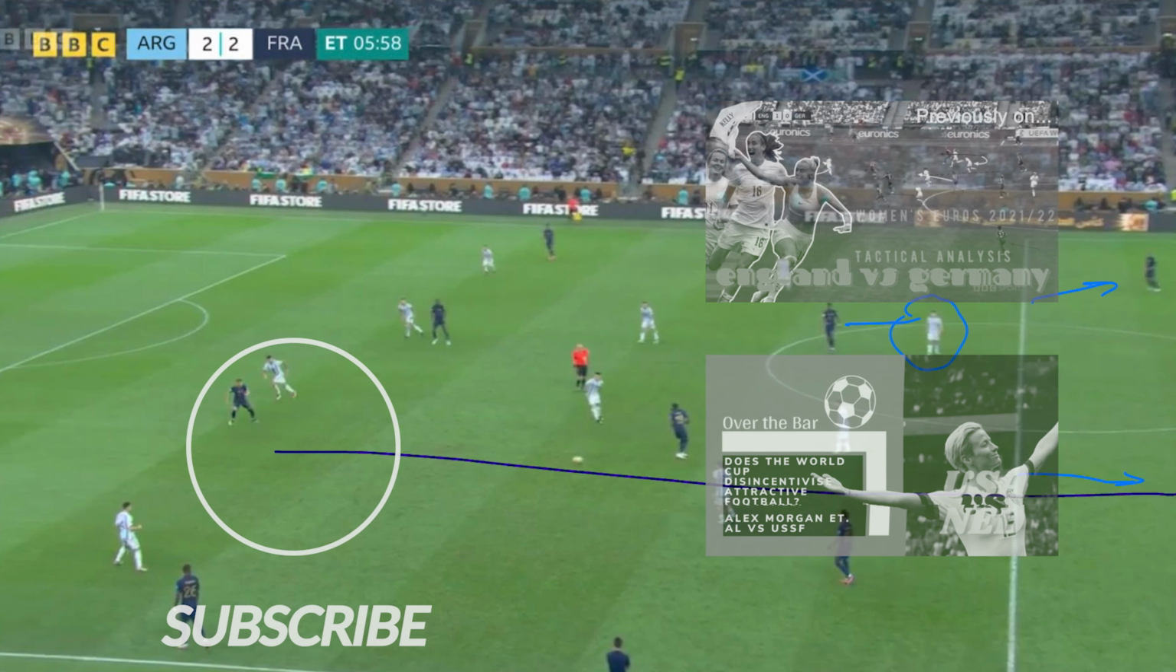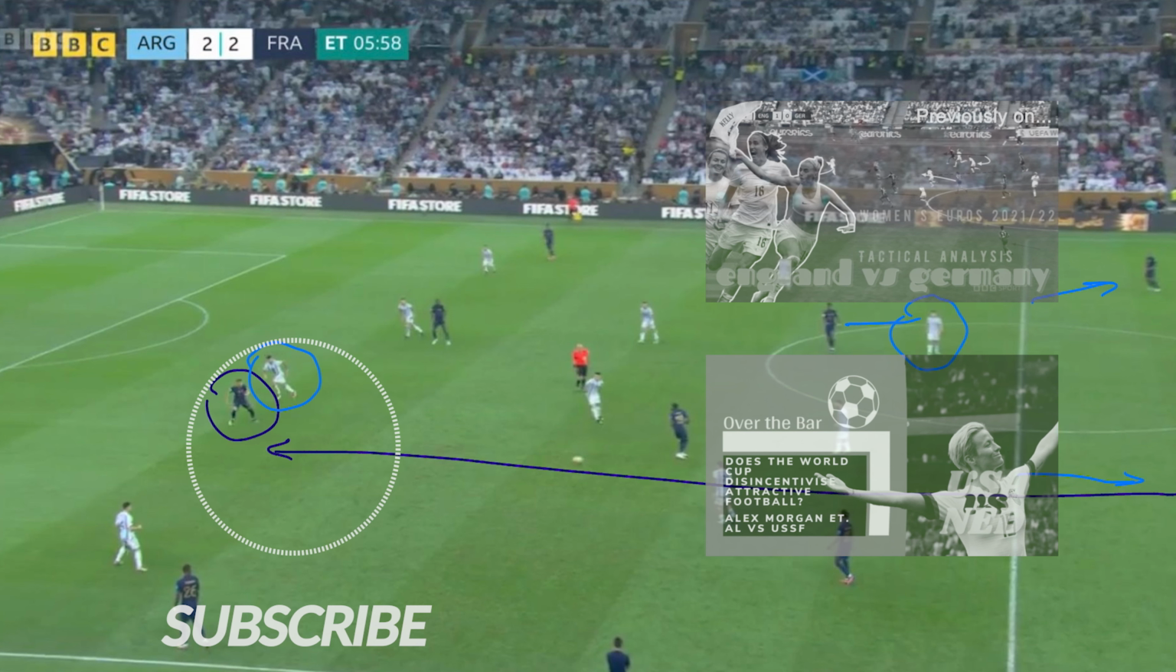France's Upamecano is able to play a sumptuous ball through the lines for Mbappe on the shoulder of the last man. Unfortunately for Mbappe, firstly, he's offside, and then secondly, Romero was not having any of that and clatters him.